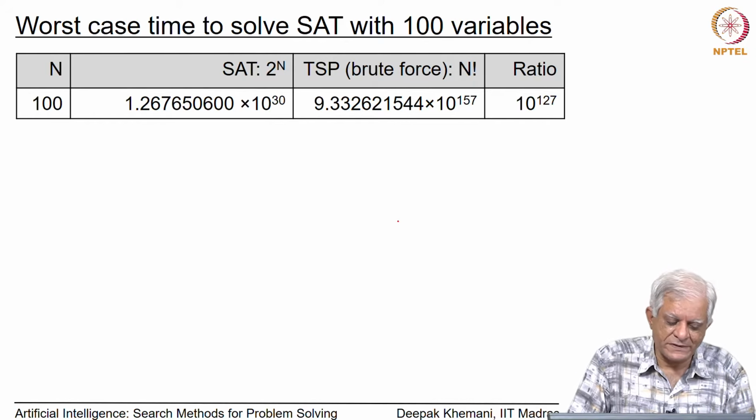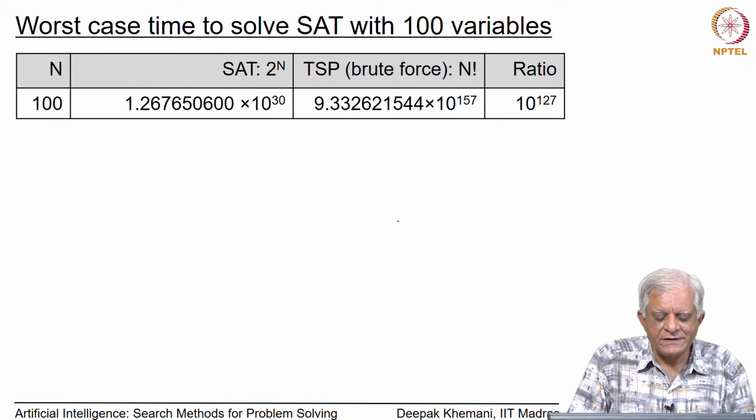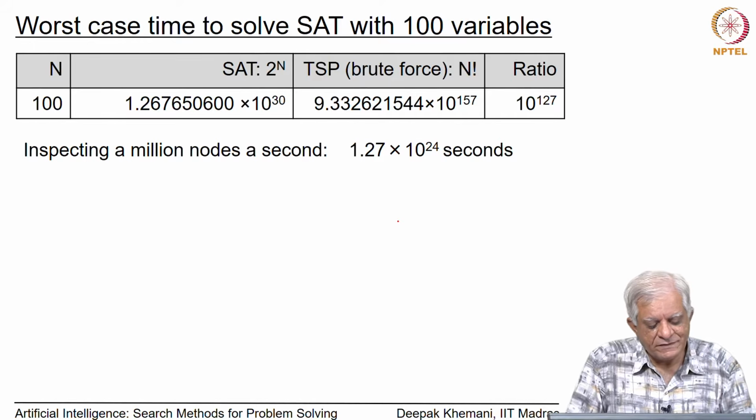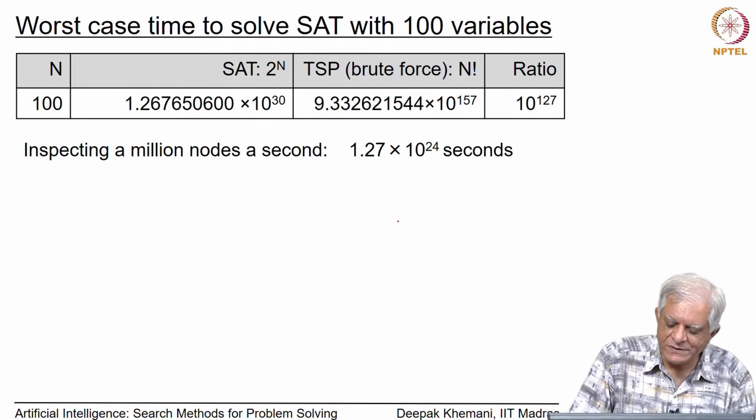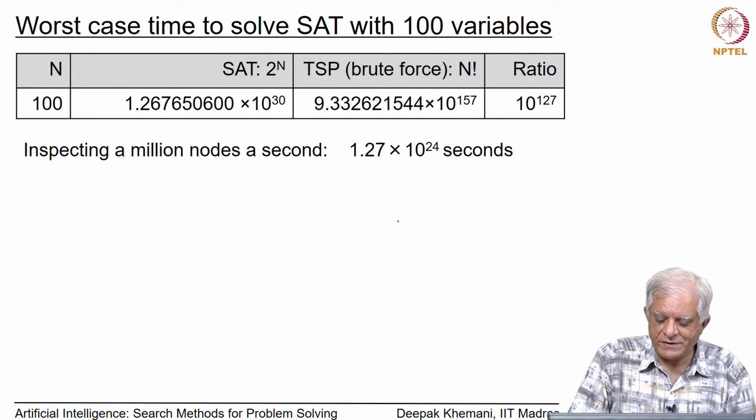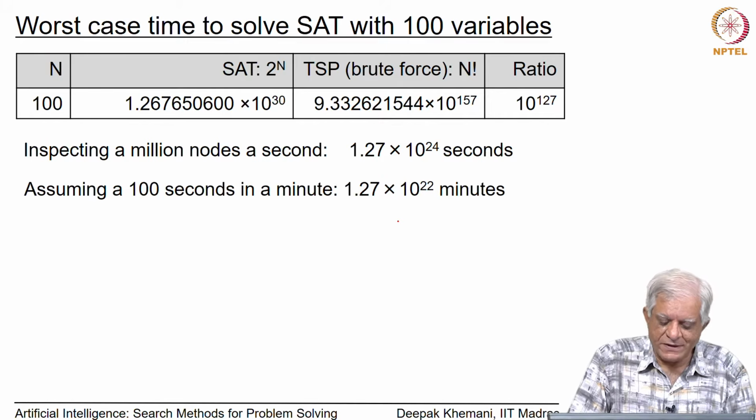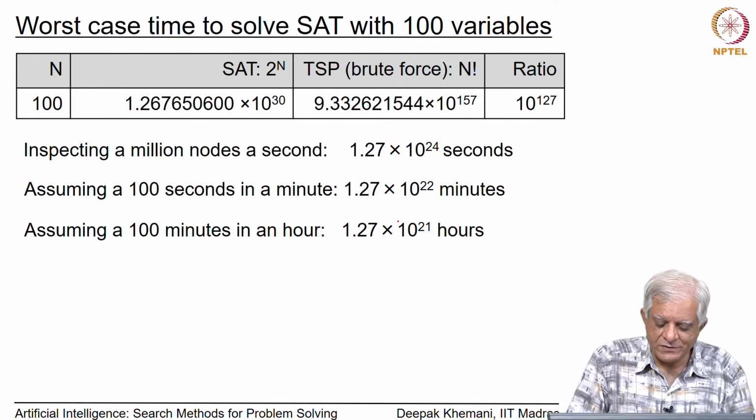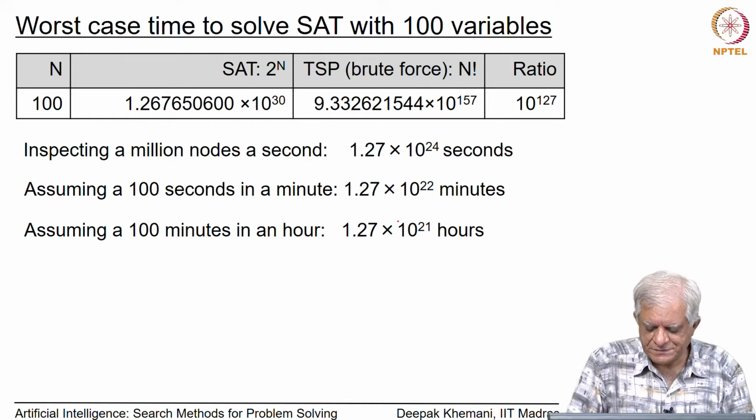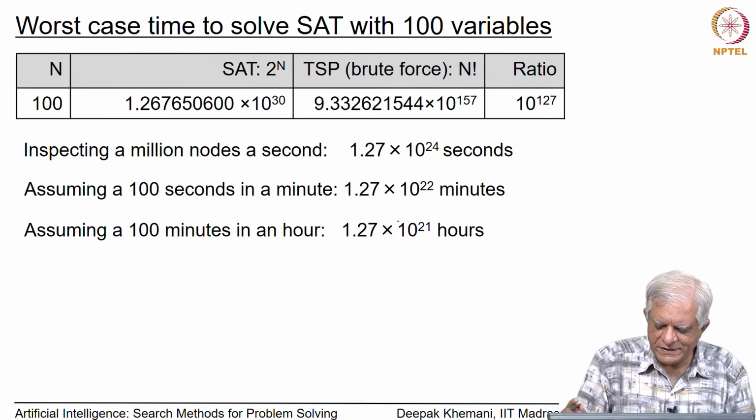So, anyway, we will just keep in mind that TSP is much worse, and look at how long it would take for us to solve a SAT problem with 100 variables. If you assume again that we see a million nodes a second, then from that 10 raised to 30 we have chopped off 6 zeros, and we are left with 10 raised to 24 seconds. Assuming 100 seconds a minute, we chop off another 2, and we are left with 10 raised to 22 minutes. Another 2 for 100 minutes to an hour, and it should be 10 raised to 20 hours.